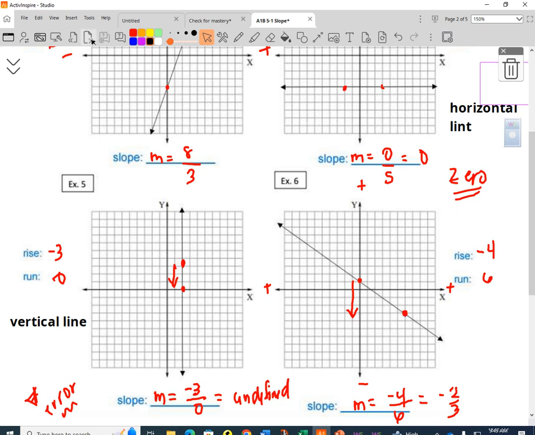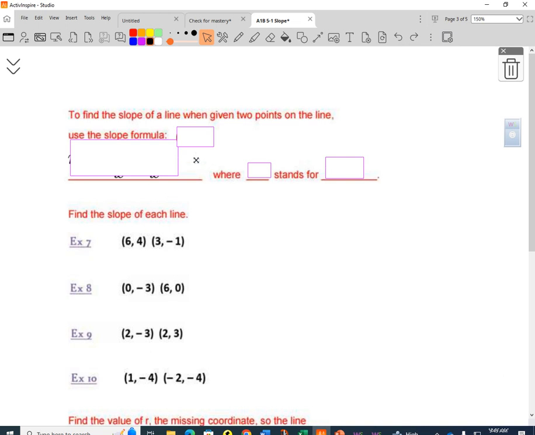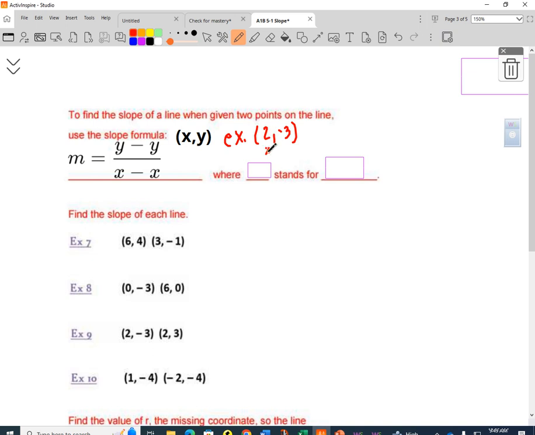You guys caught up with me? Alright, so find the slope of a line. When given 2 points on the line, you use the slope formula. And we've already put this on our first page. But remember, 2 points, they're going to be 2 ordered pairs. Remember, this is what an ordered pair looks like, right? An x coordinate and a y coordinate. So, an example here would be 2, -3. That's the x coordinate, and that's the y coordinate. Does that make sense? We've got to remember that the m always stands for slope.